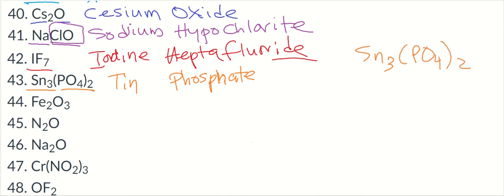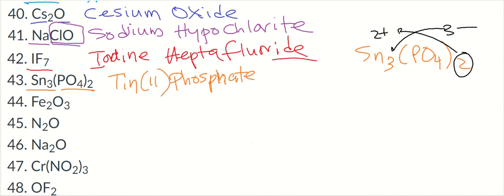Okay, so we know phosphate has a 3 negative charge. It's a polyatomic ion with a 3 negative charge, right? That makes sense. That's why we see that 3 down there. So what could have caused this 2 to be outside the phosphate? If you reverse crisscross, that must have been the charge on the tin. So this is tin(II) phosphate.